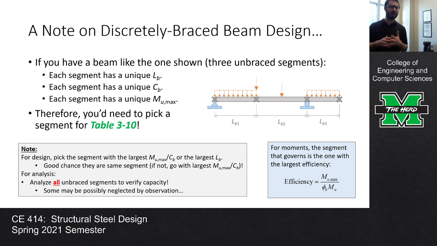each of those segments. Now, it's possible that some of those segments may be neglected by observation, so you might see a segment that has a lower moment and a larger CB and a smaller LB, so it's like by observation, that segment's not going to matter, so just go with the one that you think governs. But if you're unsure about that, just check them all, because there's no reason not to. And remember, for moments, the segment that governs is the one that has the largest performance ratio or the largest efficiency. So just the FEMN for that segment as the denominator and the numerator being the largest moment that you find in that segment. So there'll be a performance ratio for each one.